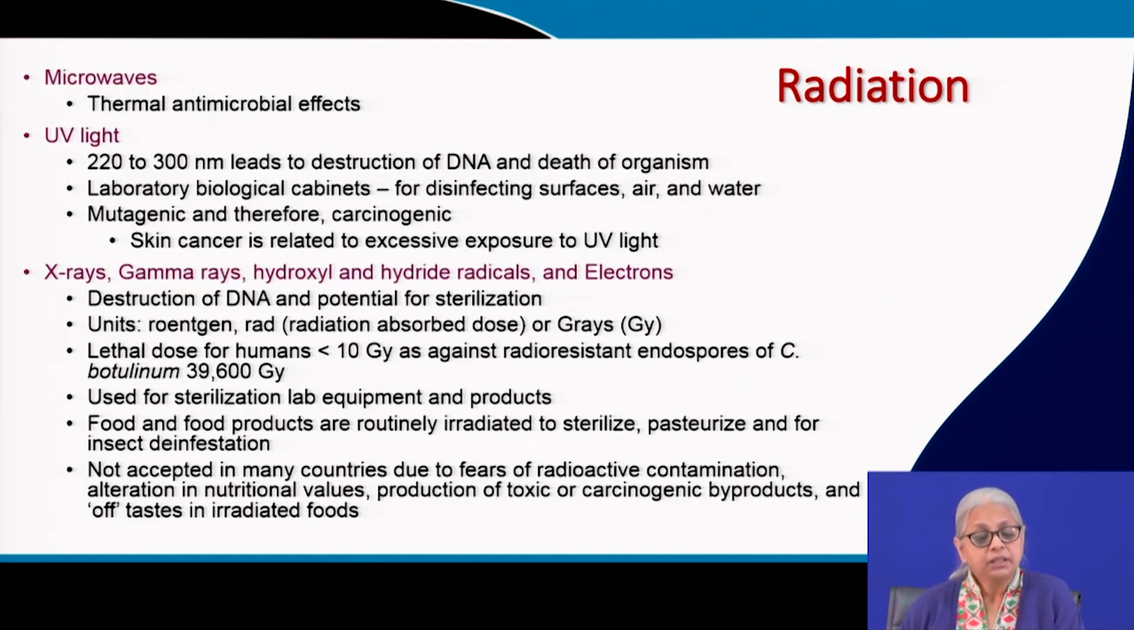These types of radiation can be used for sterilizing lab equipment as well as products, all types of products. They are used for sterilizing food as well as food products. They can be used for pasteurization as well as for insect de-infestation. One of the problems in food preservation is when you have a large amount of dry grains and legumes and so on. These types of grain type foods are often infested by the larvae of insects. So sterilizing with these types of radiations has been found effective for preserving these types of food and food products for a longer period of time.